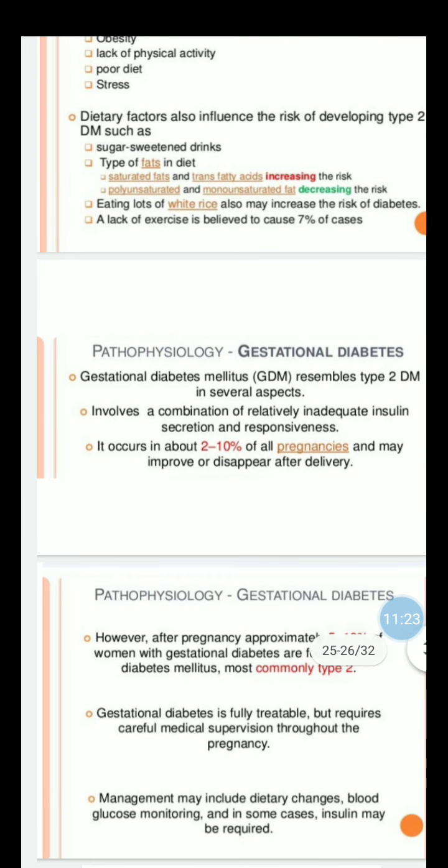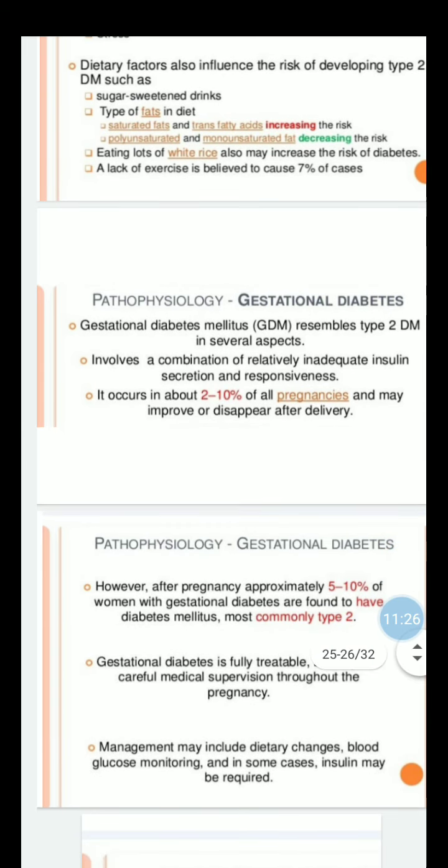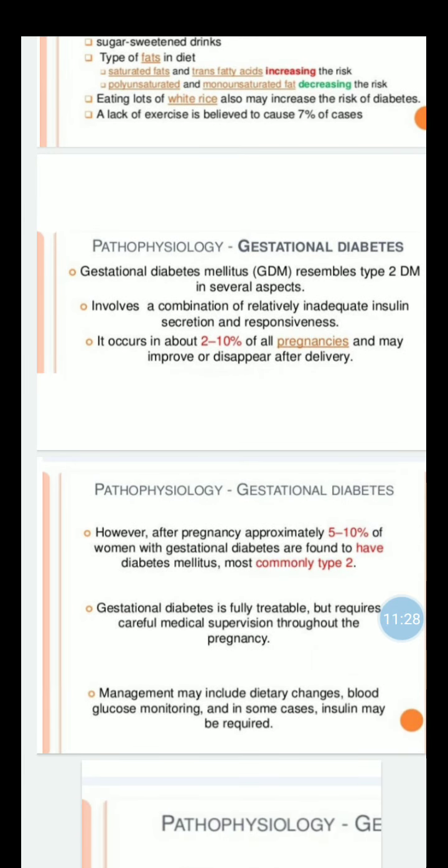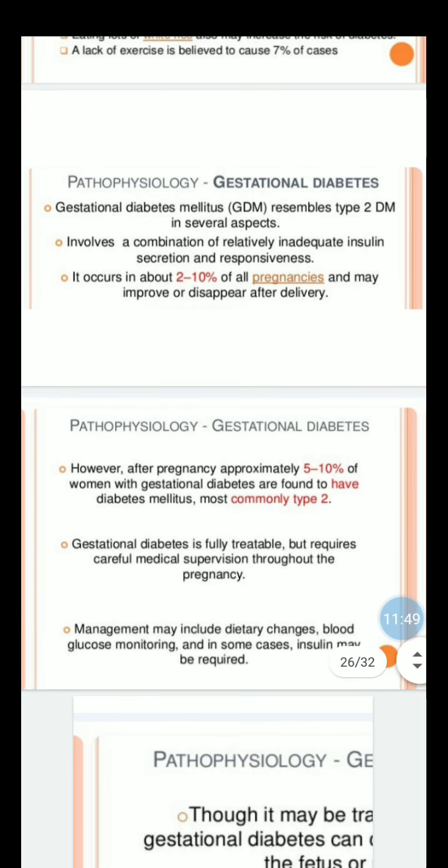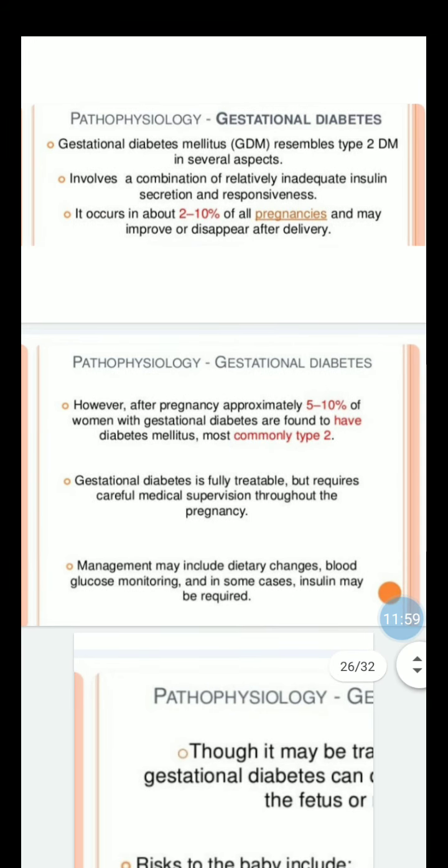Third is gestational diabetes. This diabetes involves the combination of relatively inadequate insulin secretion and responsiveness. I am repeating, it involves the combination of relatively inadequate insulin secretion and also responsiveness. It occurs in about 2 to 10% of all pregnancies and may improve or disappear after delivery.